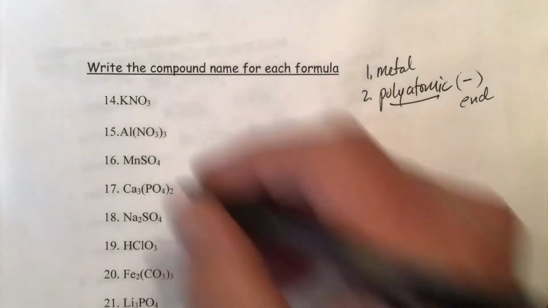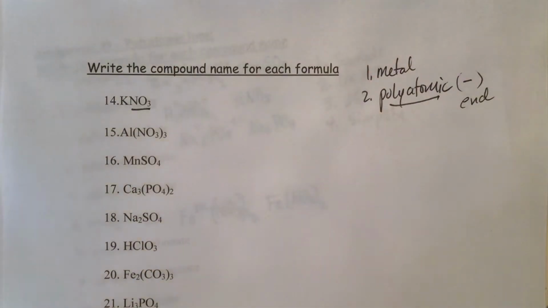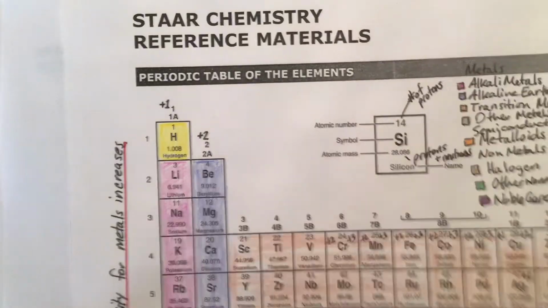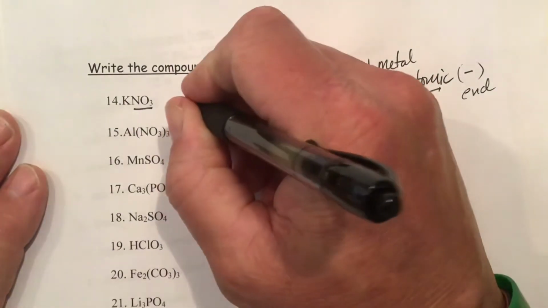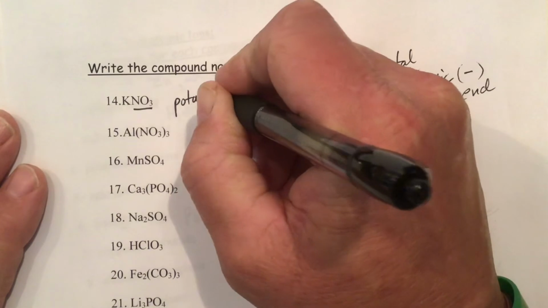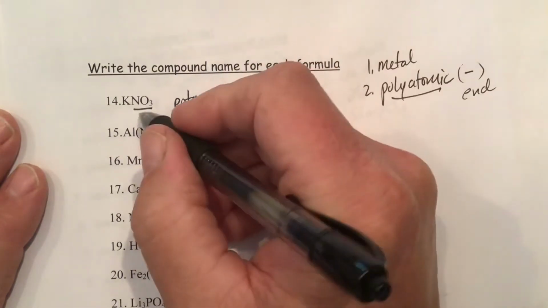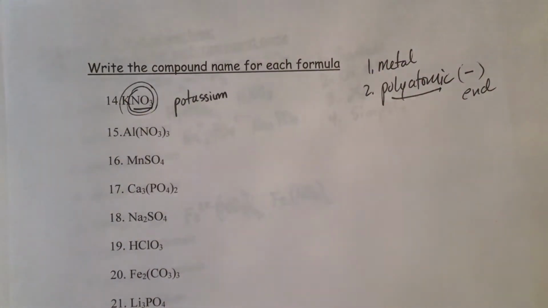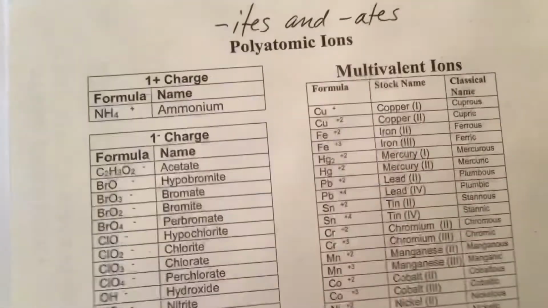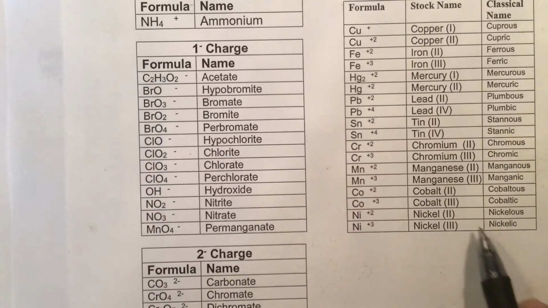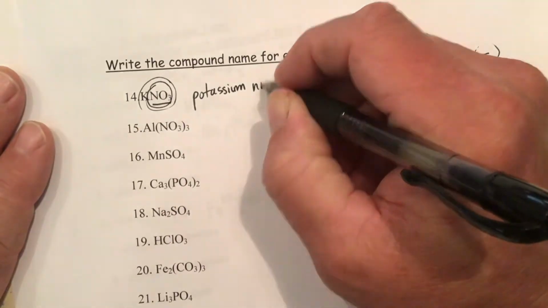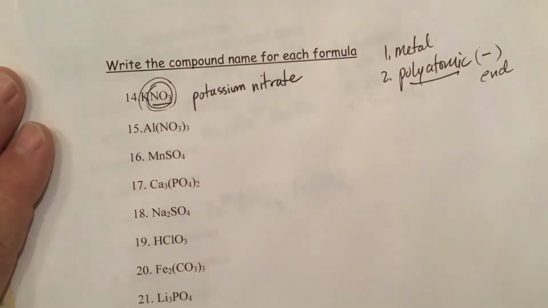All right, so we see here we have KNO3, and the symbol K is for... that's right, potassium. So we write potassium. And then NO3, we recognize that as a polyatomic ion. So let's look at our list of ites and ates, and we look for NO3, and there it is right there. NO3 is nitrate. So that is potassium nitrate.